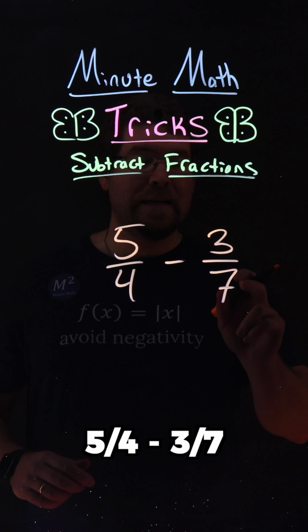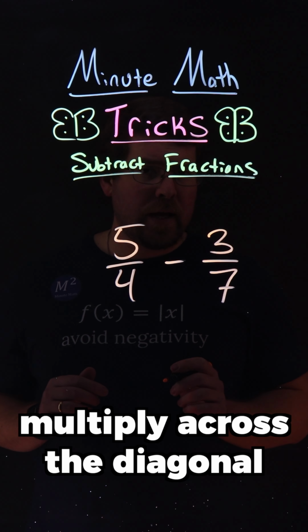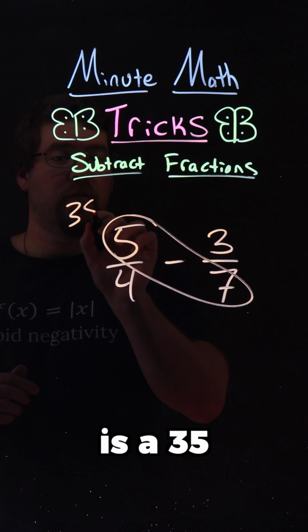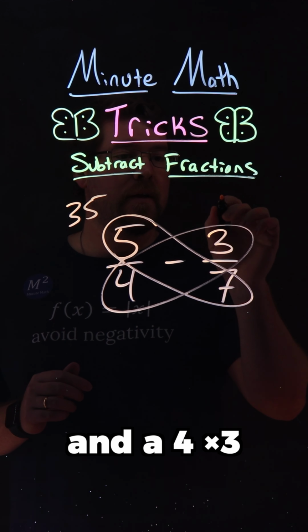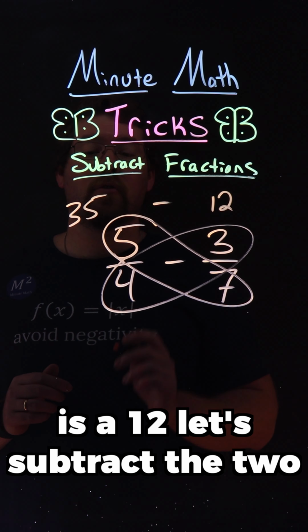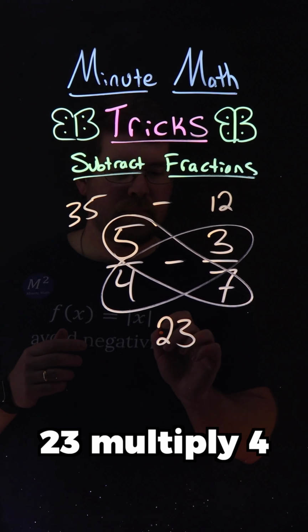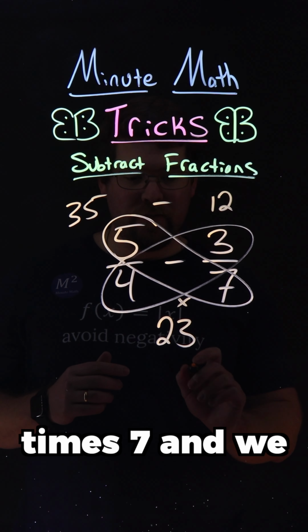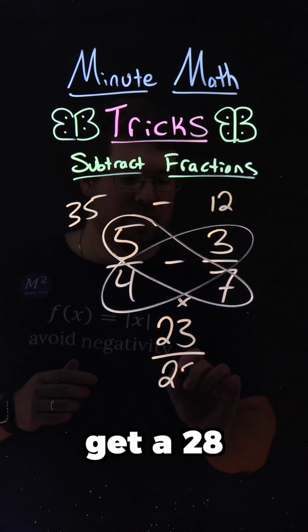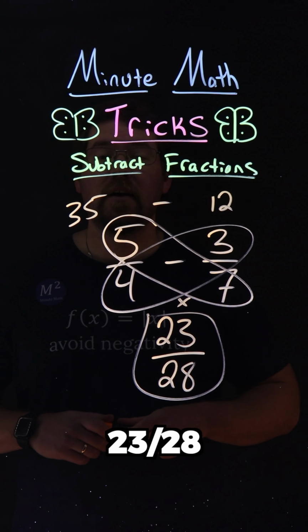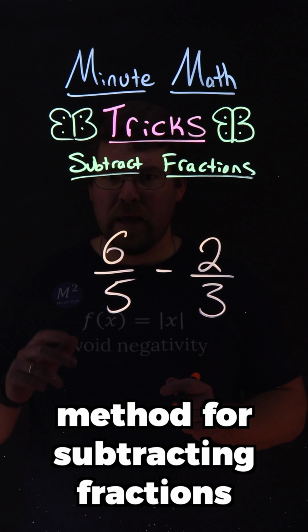5/4 minus a 3/7. Multiply across the diagonal. 7 times a 5 is a 35, and a 4 times a 3 is a 12. Let's subtract the two numbers, and 35 minus a 12 is a 23. Multiply 4 times 7, and we get a 28. And there we have it. 5/4 minus 3/7 is 23 over 28.